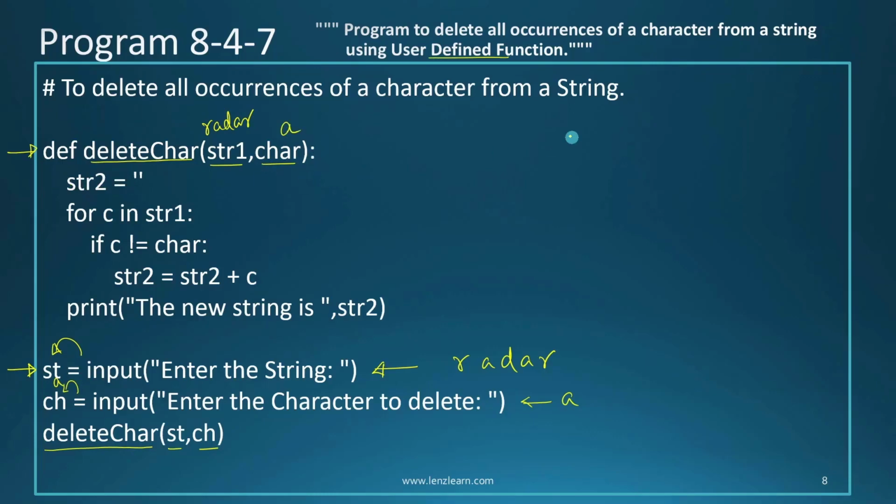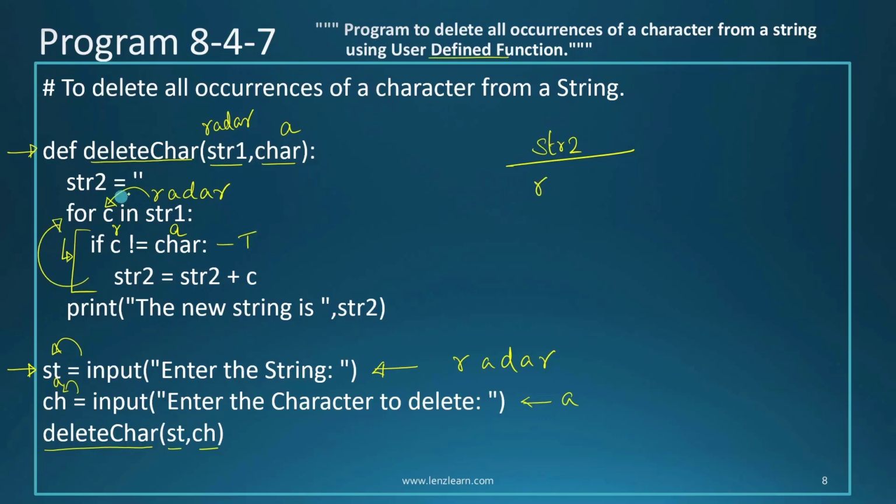So now I'll create a blank string str2. So this is going to be our output and nothing is there inside it. Now for C in str1, so str1 is radar, so the first character R will be loaded into C. Now inside the for loop, the first if condition will check whether the value of C, that is R, is not equal to char. So char is A, you can see here, right? Now this is true because R is not equal to A. Then I will add the value of C into str2. So value of C is R. Right now we don't have anything in str2, so I will just concatenate R to that. So now str2 will have R.